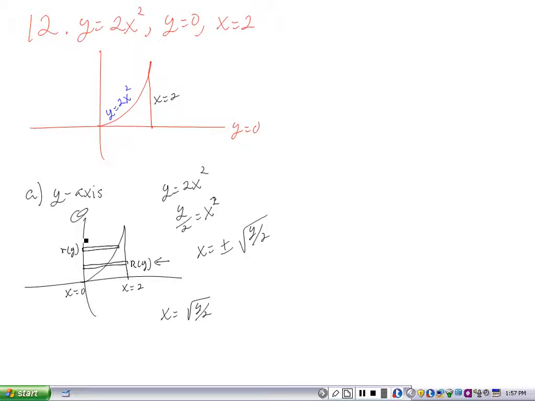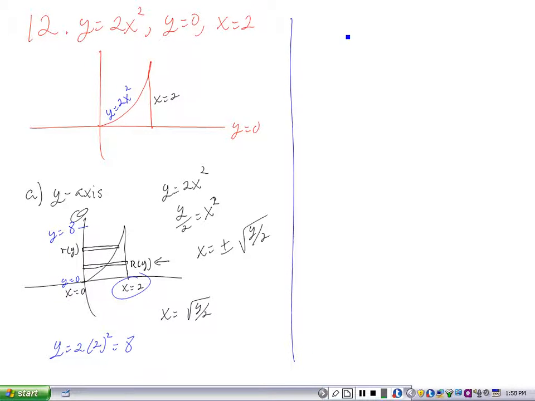So if that be the case, let's say, for example, for here they give you that x is equal to 2. So if x is equal to 2, you solve for y. So y is equal to 2 times 2 squared. So we get 8. So I'm measuring this on the graph from 0 to 8. Here y equal to 0.